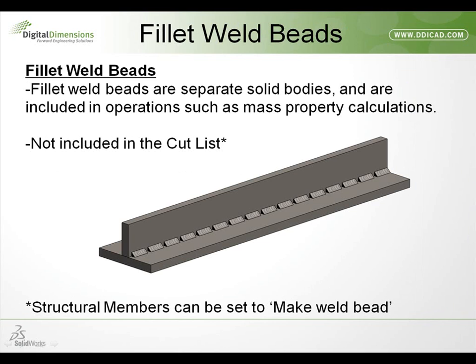Fillet weld beads. The reason we'd want to include fillet beads onto our weldment is the fact that they are taken into account for mass property calculations. But at the same time, they will not be included in the cut list. So if I had some structural members that I was adding to my frame, either for shipping or installation purposes, that do not actually remain with the structure after the installation, I could set those structural members to be weld beads so that way they would not be included in the cut list.